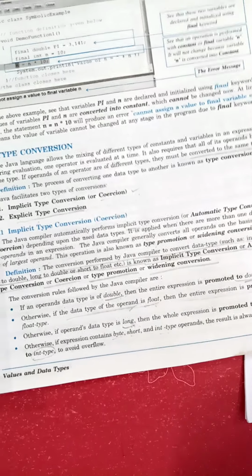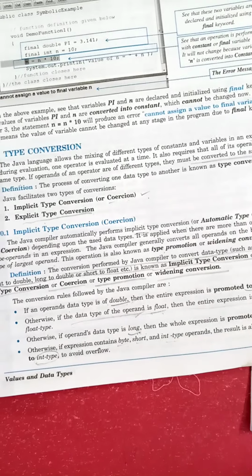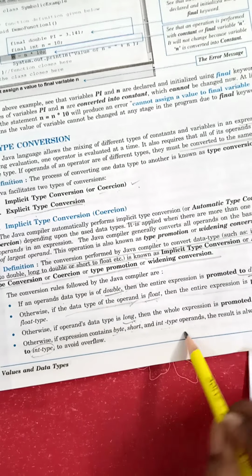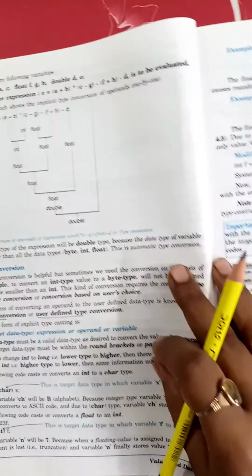Suppose there is a mixed expression having byte, short and int. Then the result will be int, not short or byte. These are the rules of implicit type conversion.